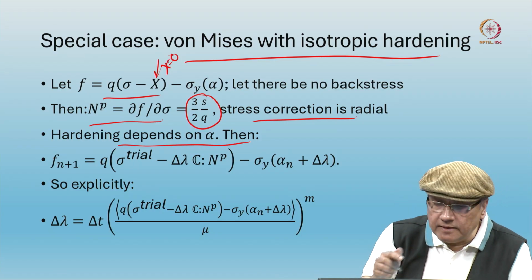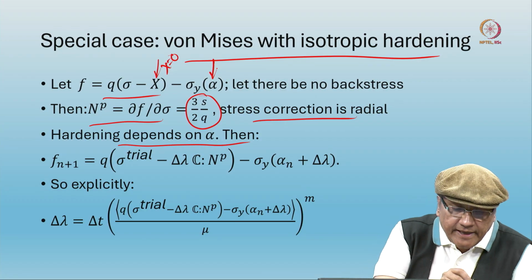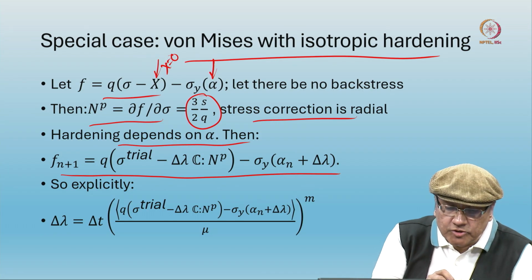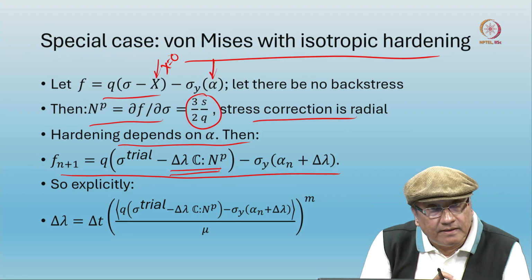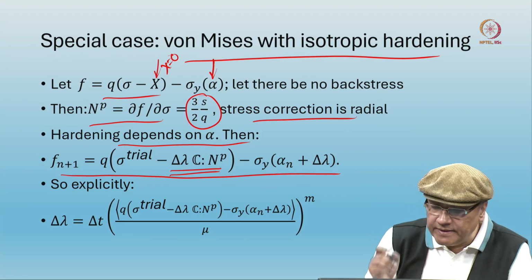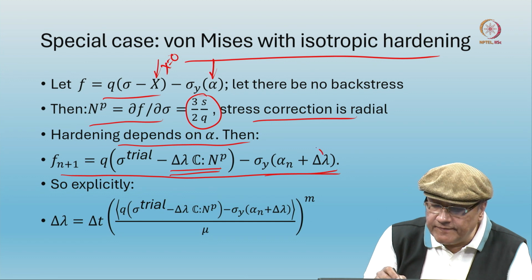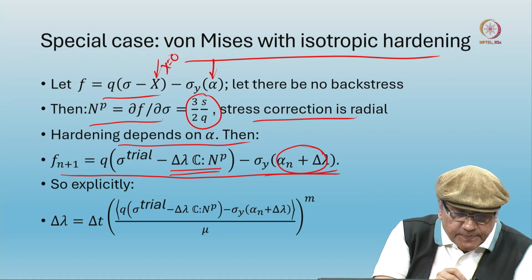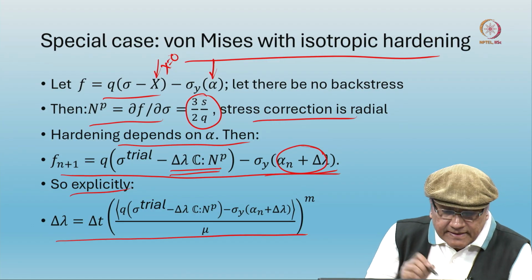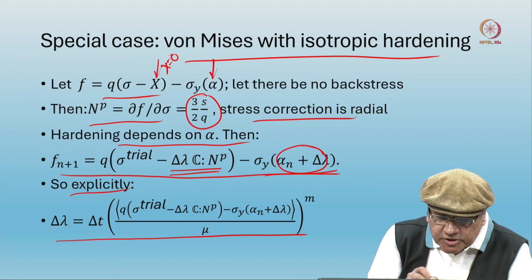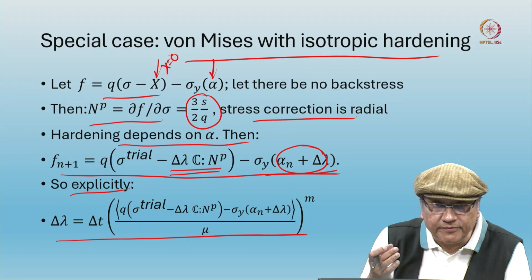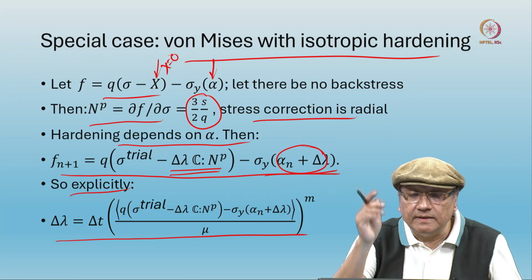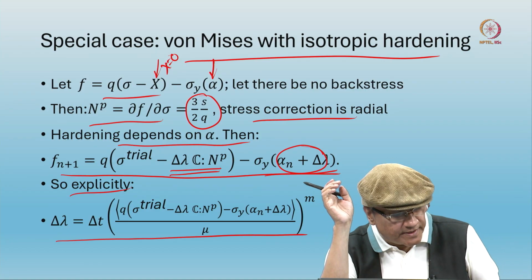So, the hardening depends on this alpha. So, f n plus 1 is equal to Q of sigma trial minus the plastic correction delta lambda C n p, minus sigma y as a function of alpha n plus delta lambda, the updated alpha n. So, explicitly, you see that delta lambda is such a nonlinear function depending on the form of Q and sigma y. This is the nonlinear equation you have to solve for this particular case of von Mises viscoplasticity with isotropic hardening.